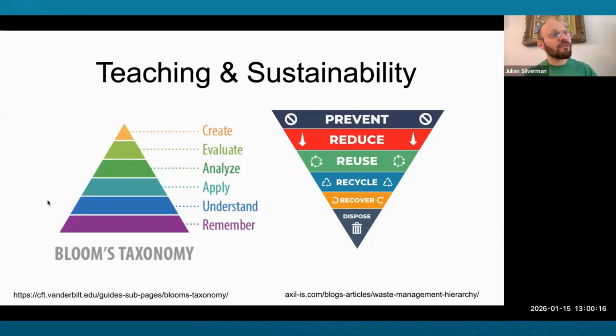So thinking about, again, what level you want your students to reach, and then also what things are realistic for the setting you're in, right? We don't want to prevent the use of chemicals. That's not a reasonable or realistic concept. We want to be able to make sure that chemicals are recyclable and reusable, things like that.